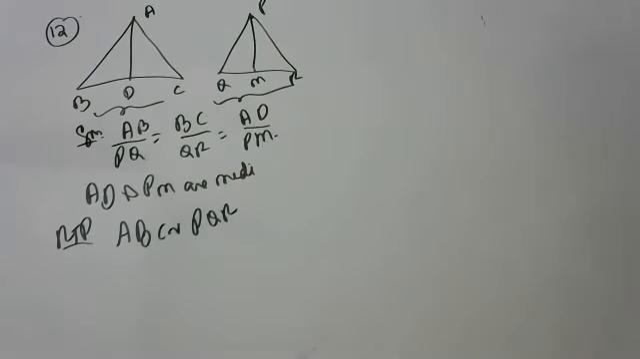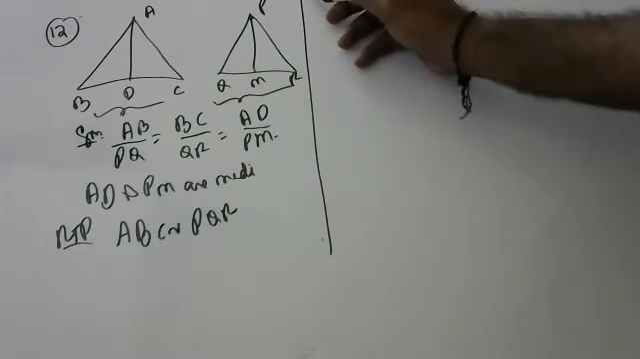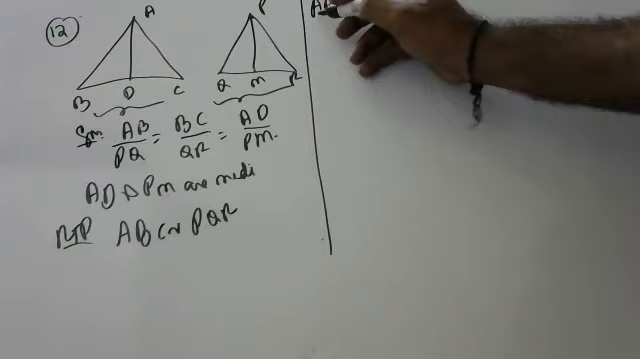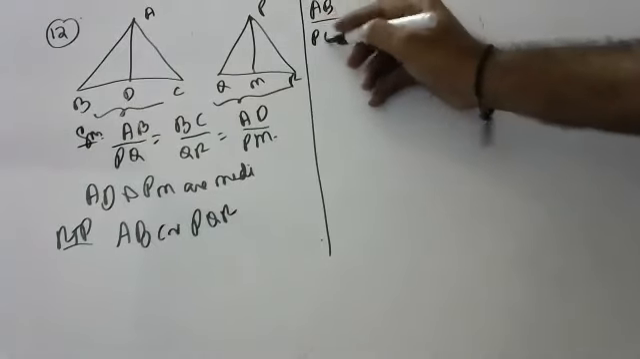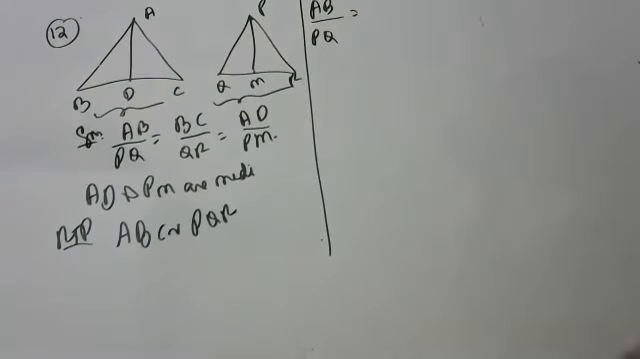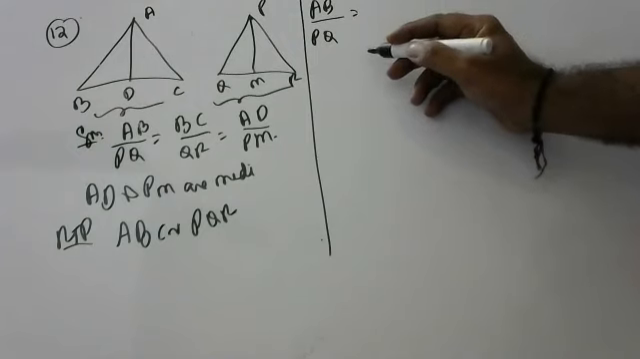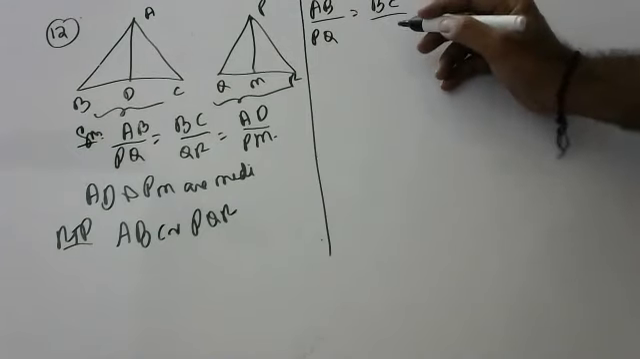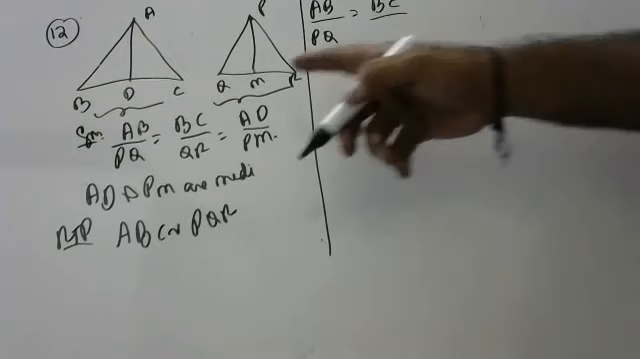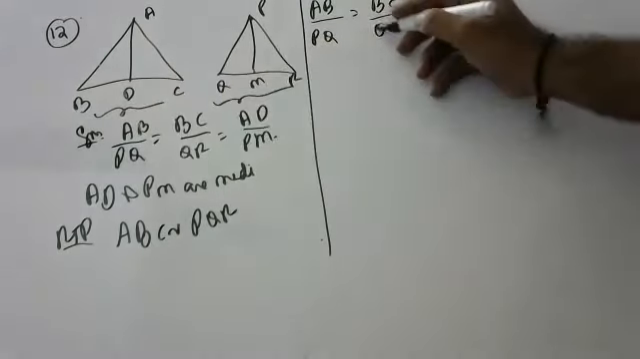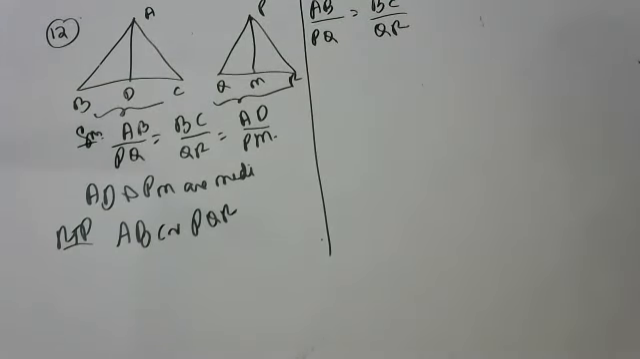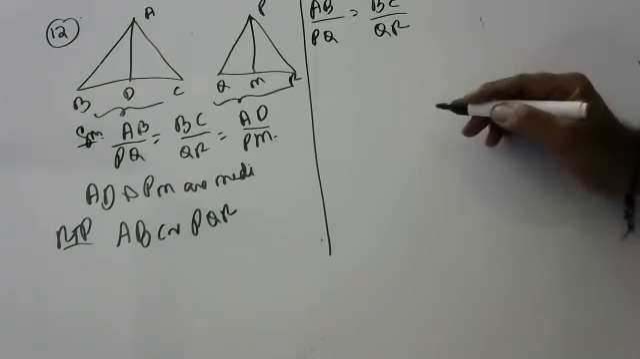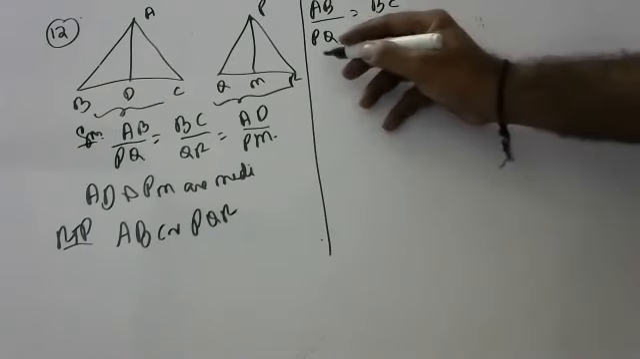Okay, children. Let's start. See here. Since AB is proportional to PQ, he only gave that. Next, BC is proportional to QR. He only gave that, children. Listen carefully, children. BC is proportional to QR is given. Okay, so this is given, children.